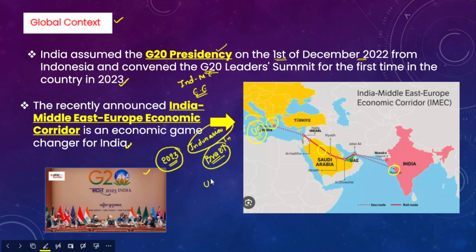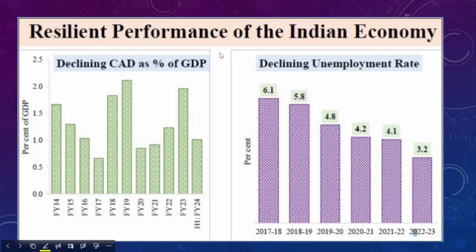So according to the US, this India, Middle East and Europe economic corridor is also responsible for the recent Hamas attack on Israel. So therefore, this India, Middle East, Europe economic corridor was also launched as part of India's G20 presidency. So these are some of the major achievements of India at the global level.